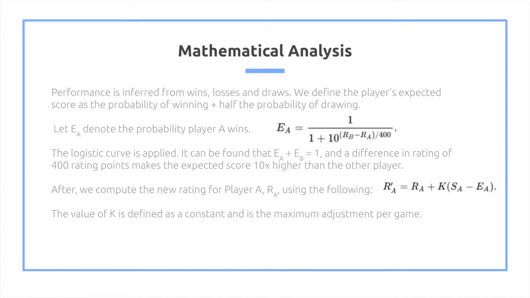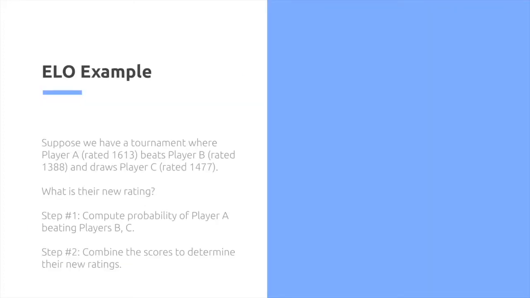After, compute the new rating for player A, R_A', using the following formula: R_A + K(S_A - E_A), where K is a constant defined as the maximum adjustment per game. Let's go through an example. Suppose we have a tournament where player A, rated 1613, beats player B, rated 1388, and also draws player C, rated 1477. What is their new rating?